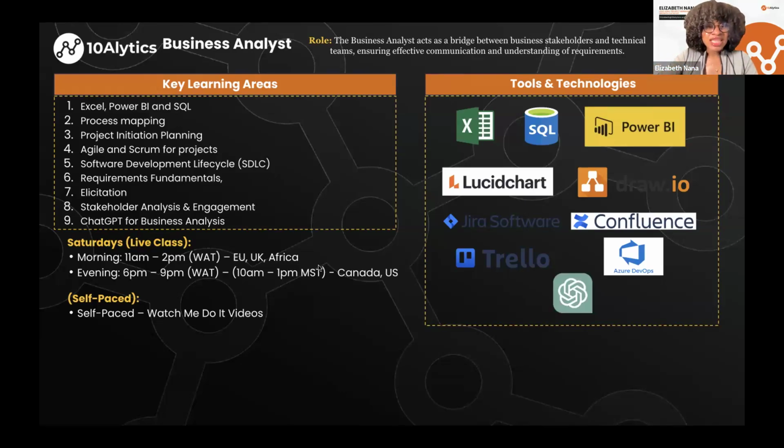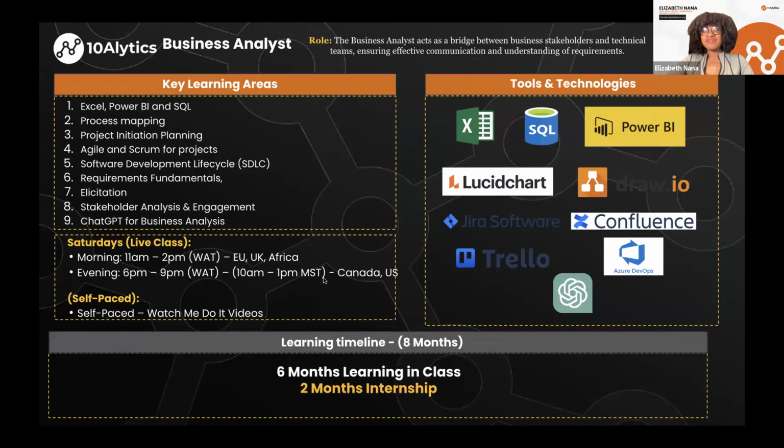Personalized training. Now, the training timeline is 8 months. You have 6 months learning in class with us, and then 2 months of internship with our partners. Because of you, we made sure to partner with an organization in the UK so that once you're done training with us for 6 months, you are moved into that organization for your internship, 2 months of internship. You're not paying any extra cost. Okay. Now let's move on.